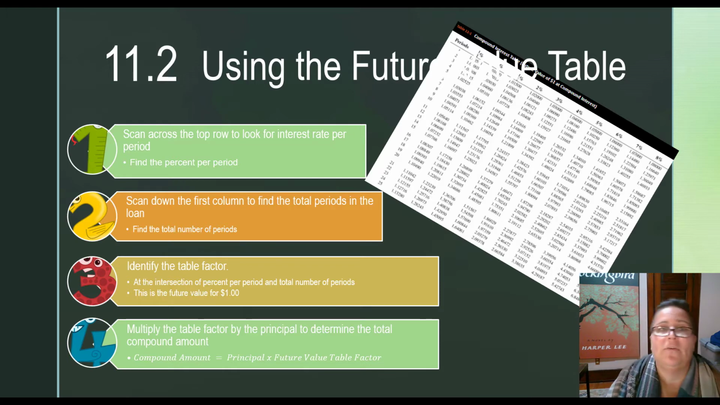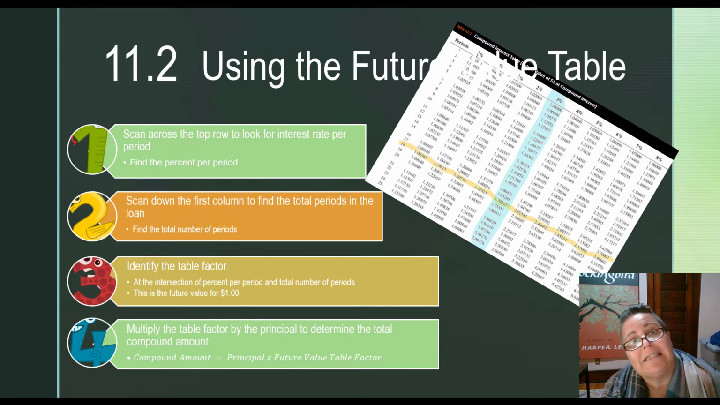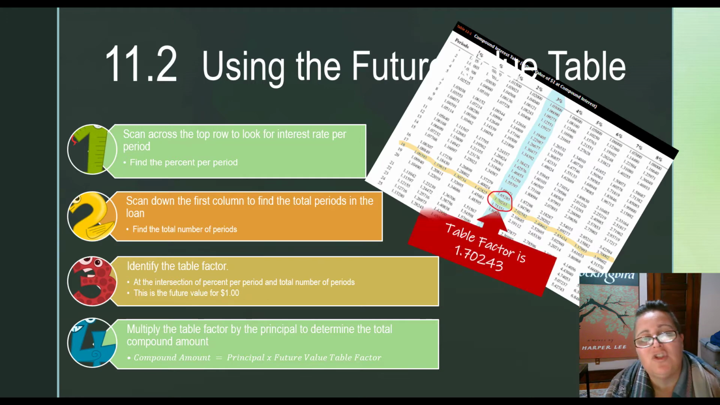And we're going to use that as our table factor. We're then going to multiply that table factor by our principal. So there we're scanning the 3%, yep, and then we're scanning across for the 18. You will see that those two intersect at 1.70243, and that becomes our table factor. All right. Now, to find the compounded amount, we will multiply this table factor by whatever the principal is.